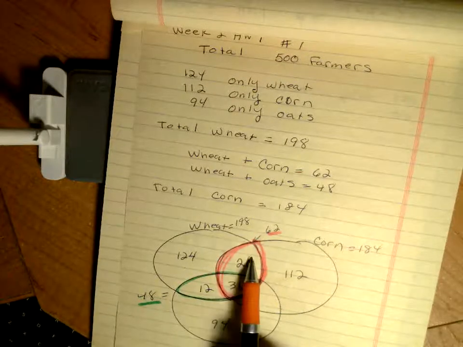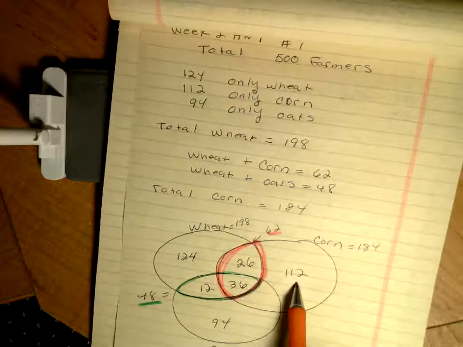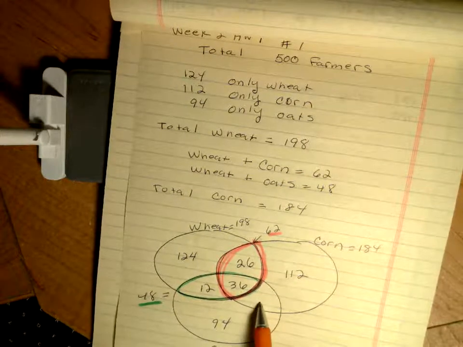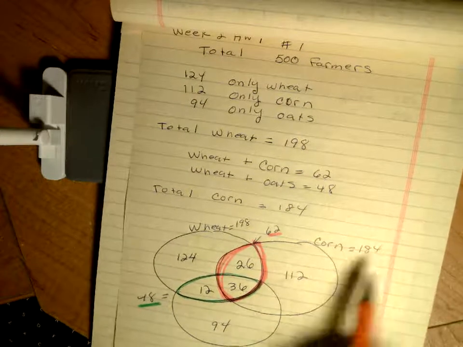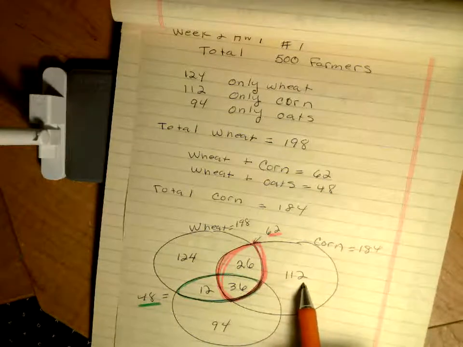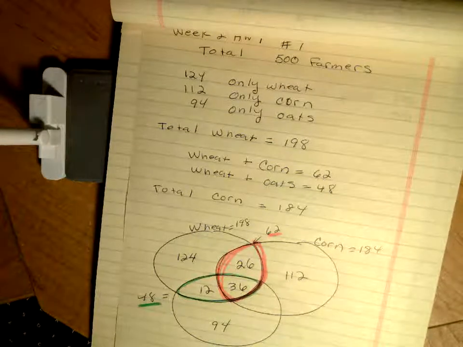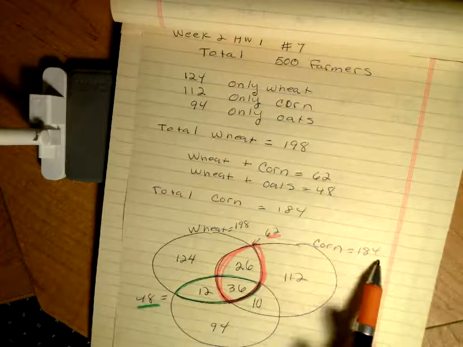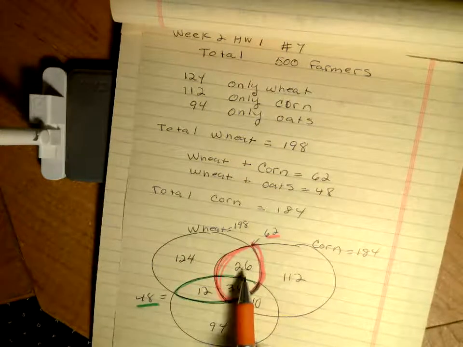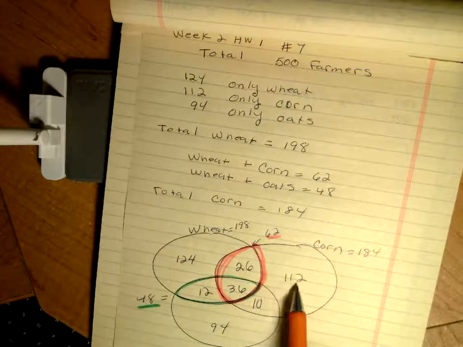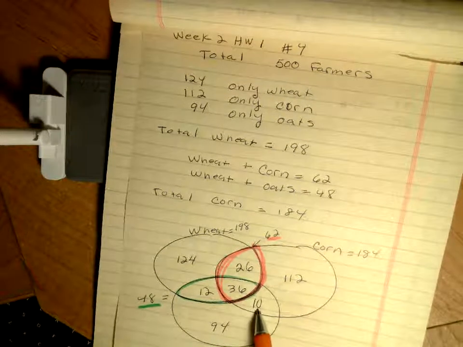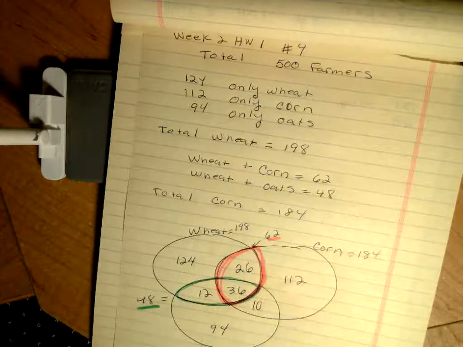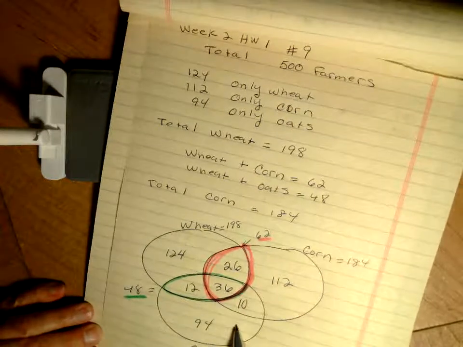And now that I have this piece, and this piece, I can find this last piece by taking 184 and subtracting these 3 pieces out of it. So we're going to end up with 10. So it's 184 minus 36 minus 26 minus 112 will equal 10. So now I know all the information in the Venn diagram.